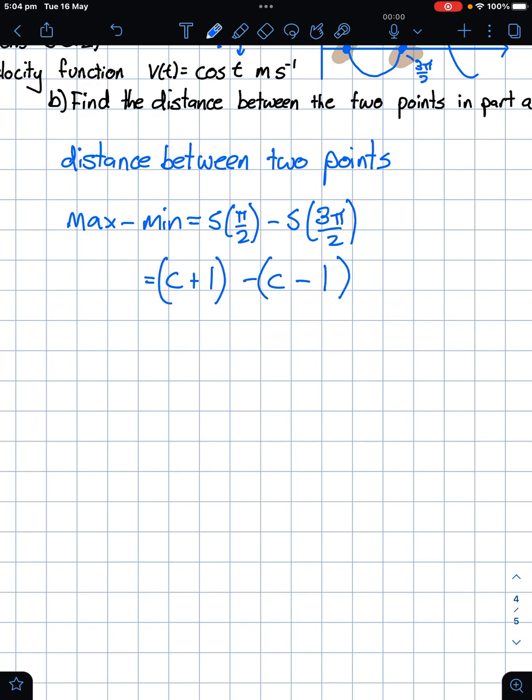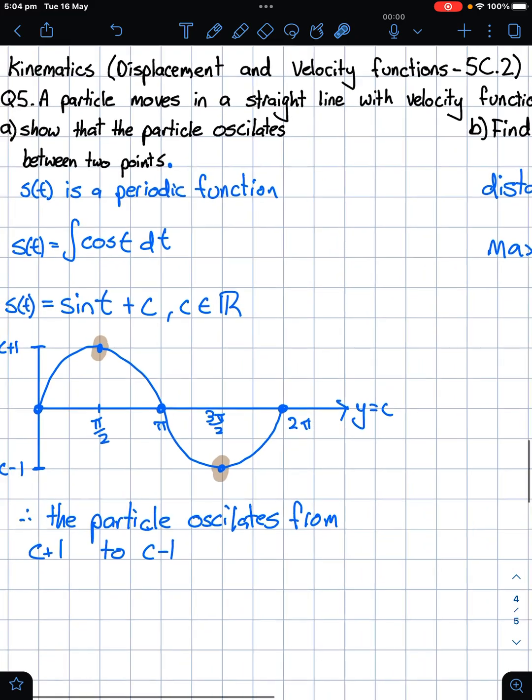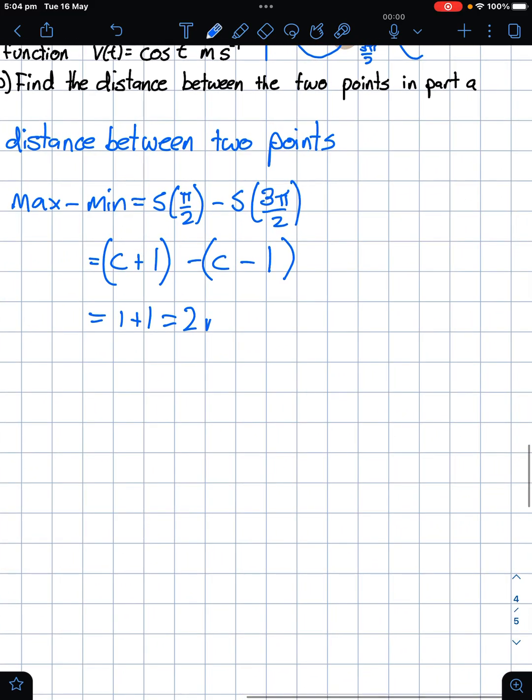So let's put them in. That's our max, take our min. So the c's are going to cancel. We're going to have 1 plus 1, which equals 2. Now our unit here is kilometers per second, which means our displacement is in kilometers. So it is going to be a displacement of 2 kilometers.